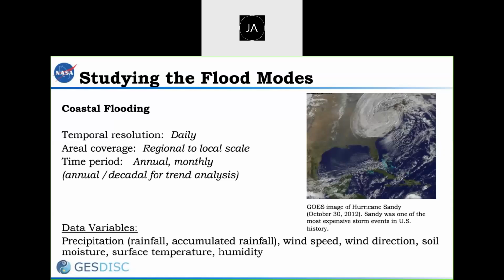So you can use a time period of annual. You might want to look at one month when a storm or event is occurring, but again, you can use it for trend analysis, to see if there are more floods occurring on the coast.